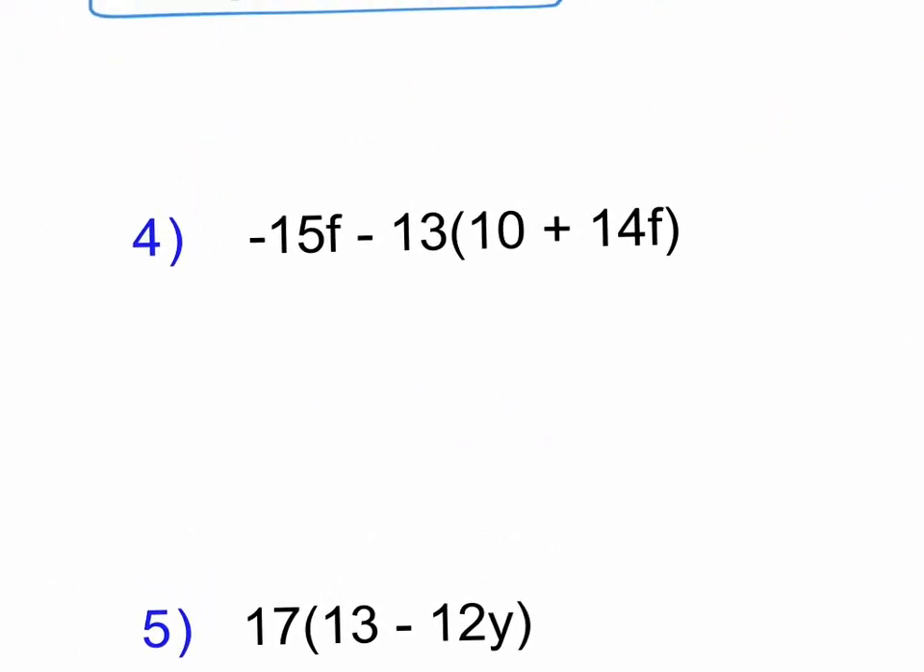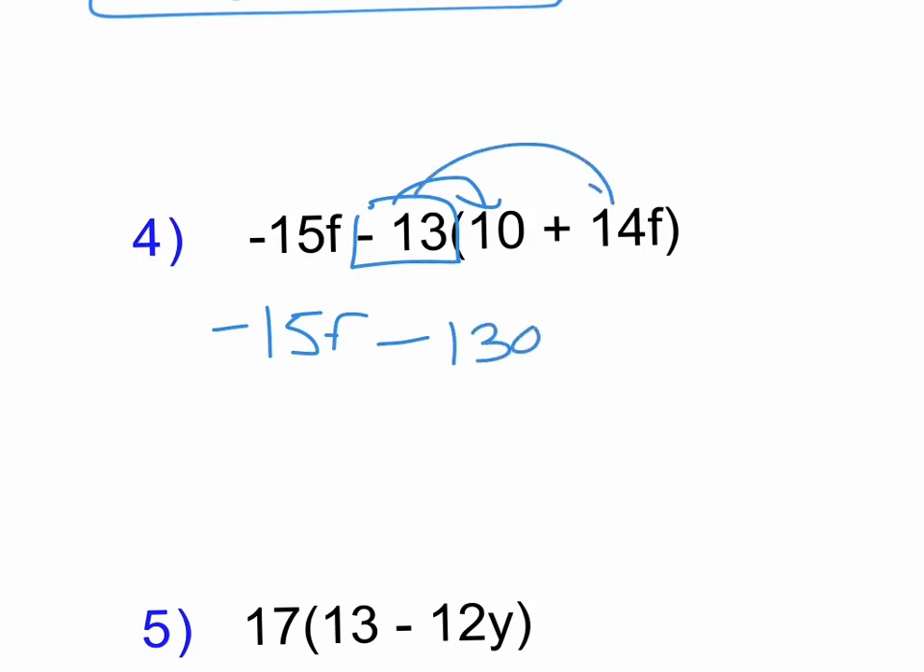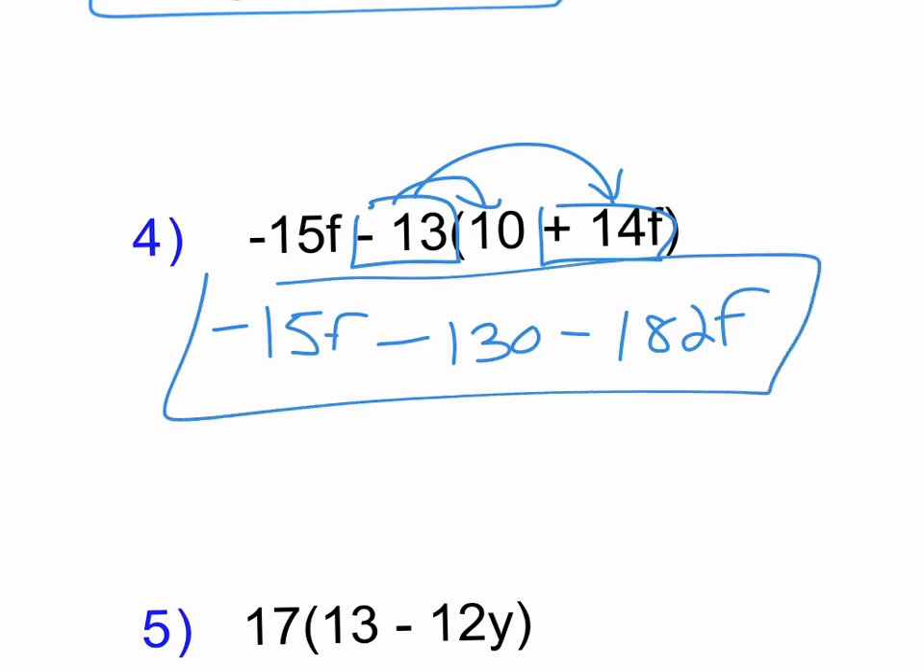Okay, moving on. So nothing's happening to this negative 15f, so I'm just going to drop that on down, and then I have that negative 13, and I have to distribute that. So negative 13 times a positive 10 would be a negative. Negative times positive is a negative, and then 13 times 10 is 130. Negative 13 times a positive 14. Negative times a positive is a negative. So I get a negative there, and then 13 times 14 is 182, and then I still have that f. And so my answer would be this.